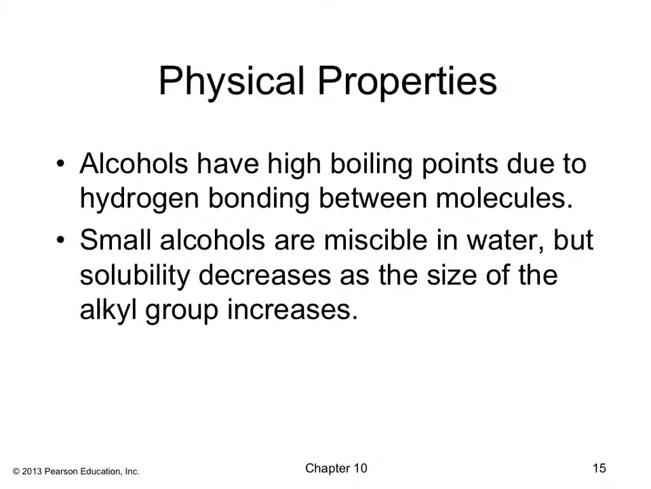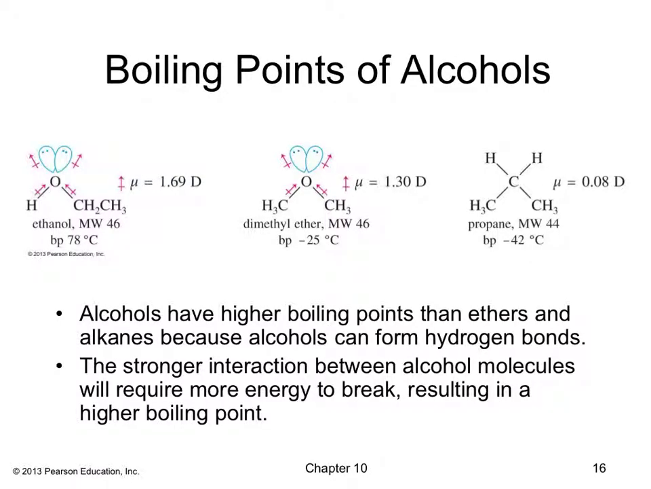In terms of physical properties, alcohols have high boiling points due to the hydrogen bonding between the molecules. Small alcohols are miscible in water. However, as you increase the size of the alkyl group, the solubility decreases. So here's some examples of the boiling point comparisons of alcohol.